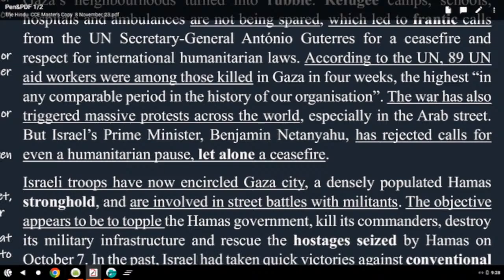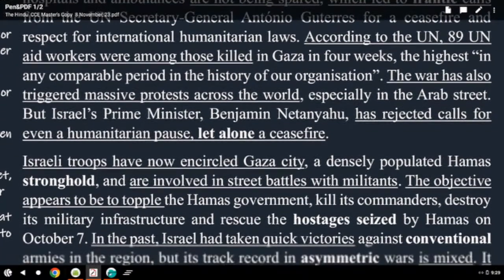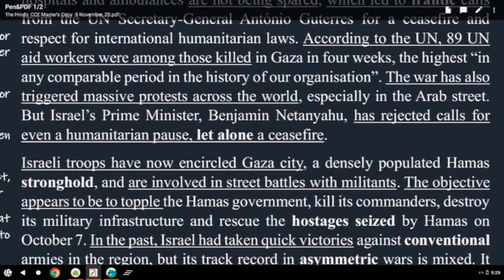According to the UN, 89 UN aid workers were among those killed. Aid workers also got killed. Aid means what? Help. According to the UN, 89 UN aid workers were among those killed in Gaza in 4 weeks, the highest in any comparable period in the history of our organization. Usually aid workers don't get killed. But in 4 weeks, how many got killed?